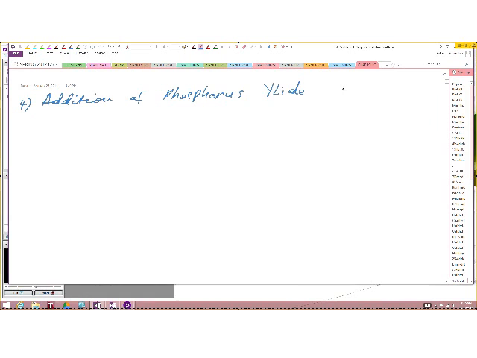Addition of phosphorus ylide to give a carbon-carbon double bond. In other words, forming an alkene. If we take the same ketone, keep in mind this reaction also applies to the carbonyl of an aldehyde. And we take this.